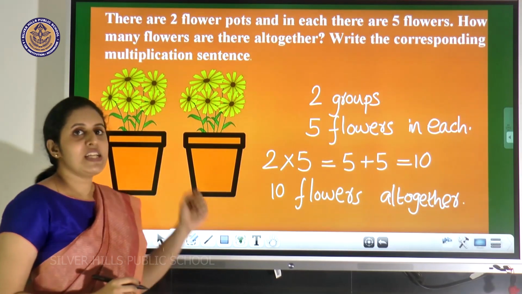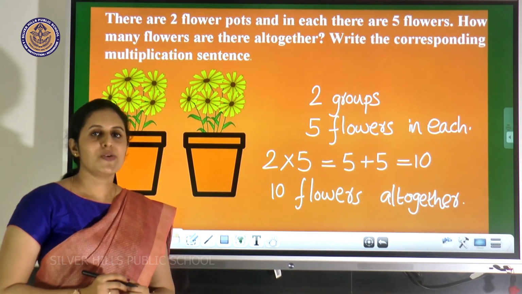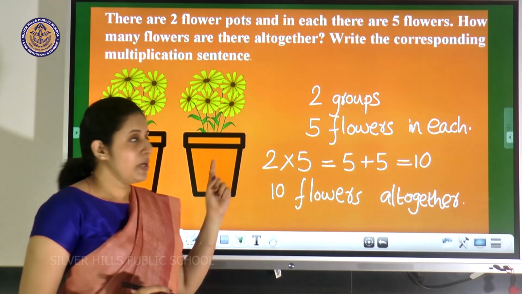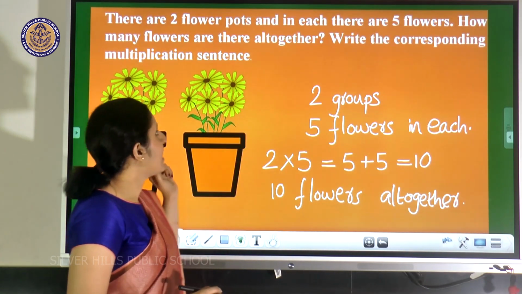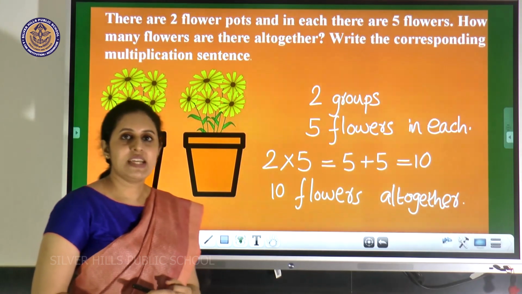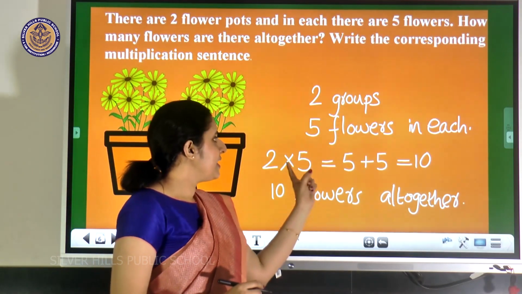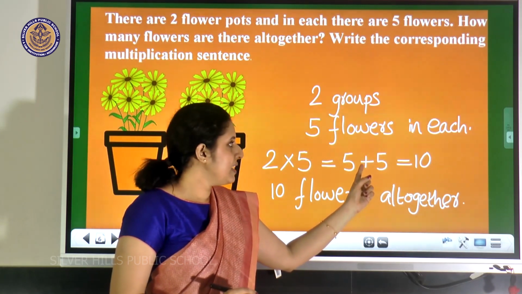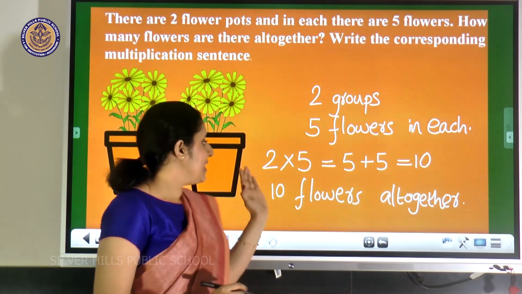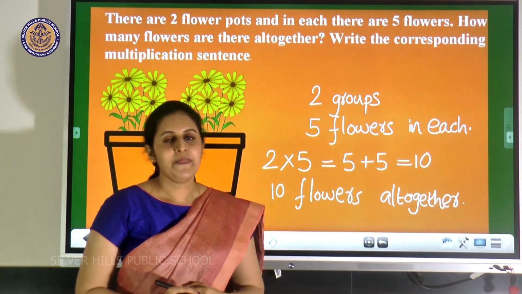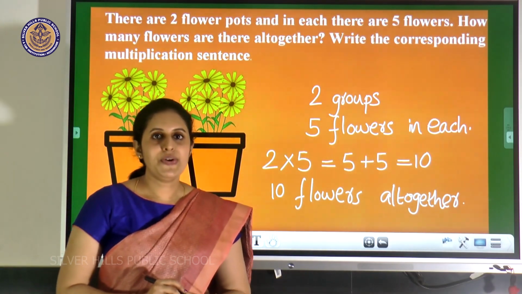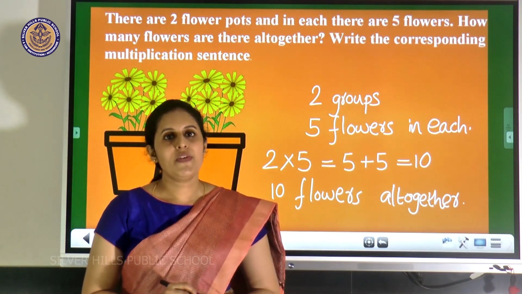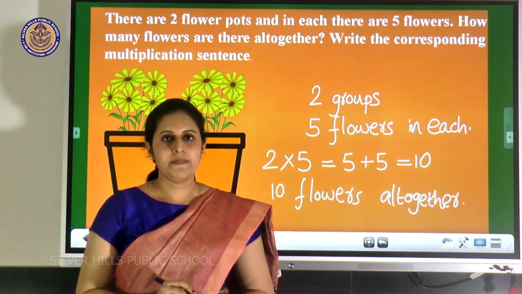The first thought that will come to your mind when you see such questions will be, let's count 1, 2, 3, 4, 5, 6, 7, 8, 9, 10. But no, here in the question it's asked, write the corresponding multiplication sentence. So you have to write this sentence, form the repeated addition sentence, then find the answer, then write 10 flowers altogether. Okay, is this problem clear to you? Okay, then we are moving on to another word problem.